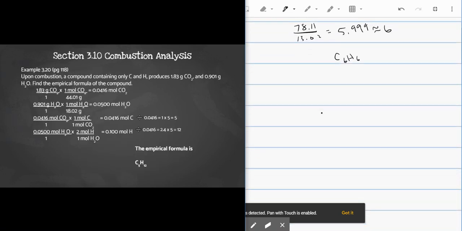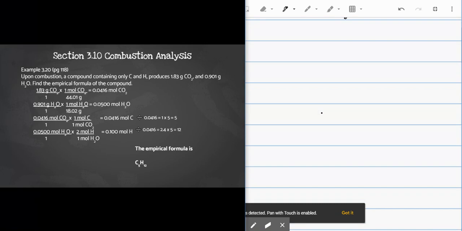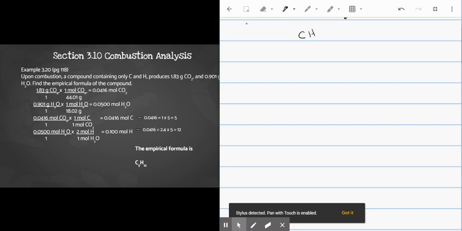All right, so combustion analysis of a compound containing only carbon and hydrogen, so that's nice. Just C and H, and we have to figure out what the subscripts are here, how many of each we have in our empirical formula. And it says that we get 1.83 grams of carbon dioxide and 0.901 grams of H2O. Find the empirical formula of the compound.